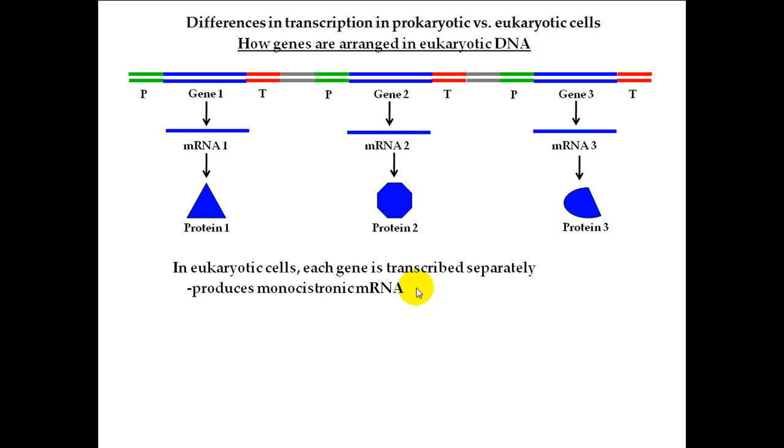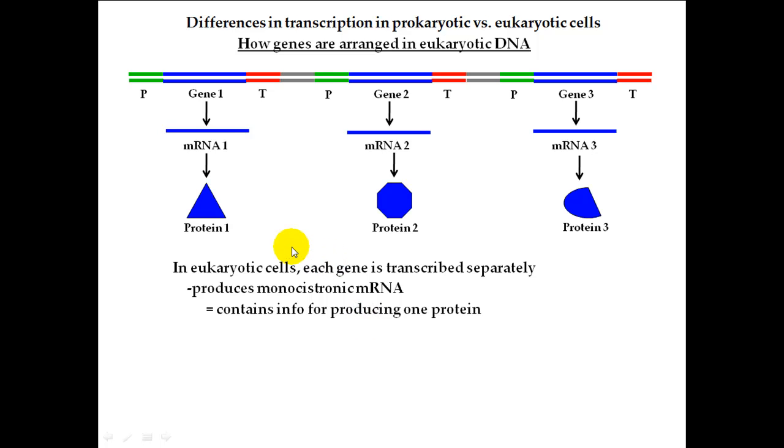As a result of that transcription, a type of messenger RNA is produced that's described as monocistronic messenger RNA. Mono means one, so that means that each one of these messenger RNAs that you see here contains the information for making one type of protein. So that's what monocistronic means. It contains info for producing just one type of protein.